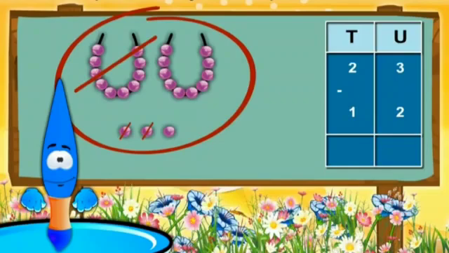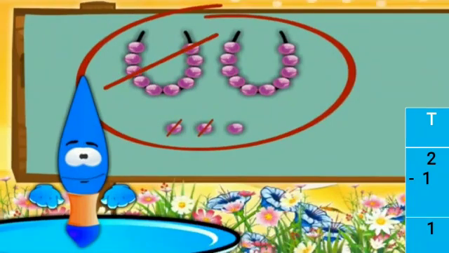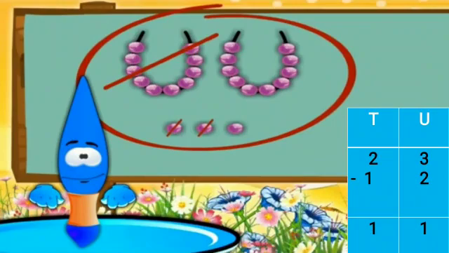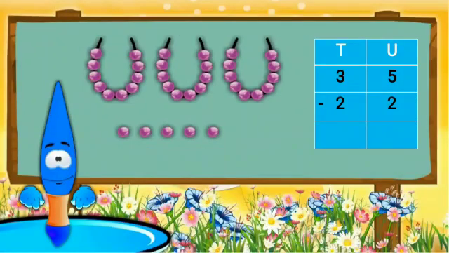See, in this picture I have cancelled all of them, and we get the answer: 3 minus 2 is 1 and 2 minus 1 is 1. So we get the answer 1 tens and 1 unit. See, in the picture also we can see 1 tens is remaining and 1 unit is remaining. So our answer is 11.